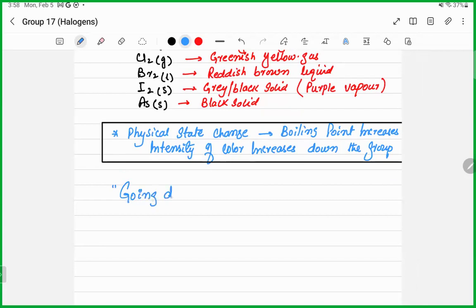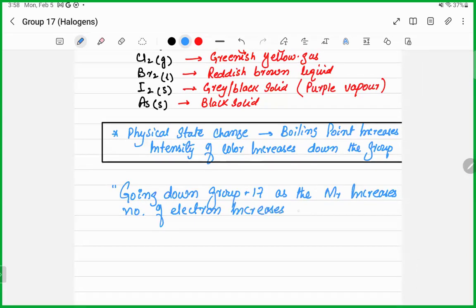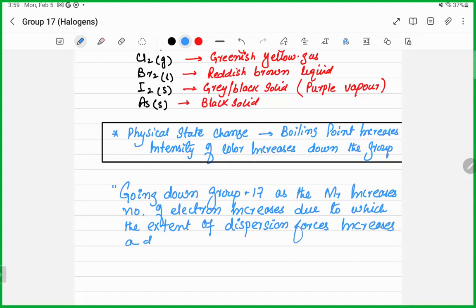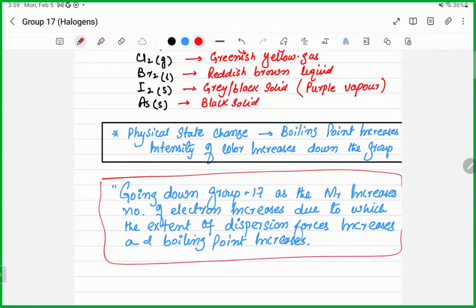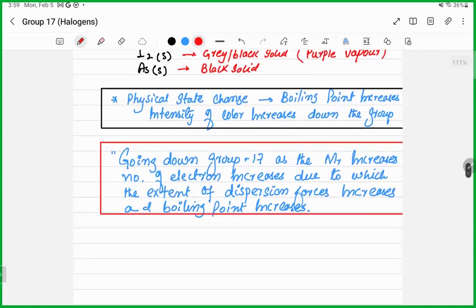group 17, as the Mr increases, the number of electrons increases, due to which the extent of dispersion forces, which are the same van der Waals forces, increases and the boiling point increases. Okay, so going down the group, as the Mr increases, the number of electrons increases, due to which their boiling point increases. I hope the point is clear.